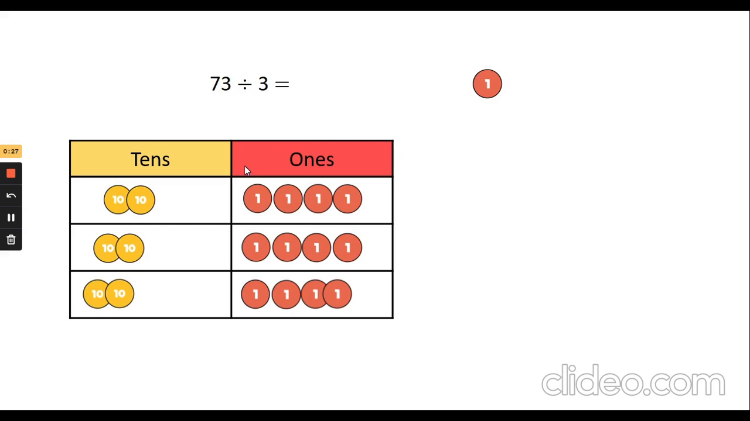To find the answer then, we need to read the total of 1 row. When we divide by 3, we have 3 rows, but we want the total of 1 row as our answer. So I've got 2 tens, 20, add 4. So my answer is 24 with a remainder of 1.